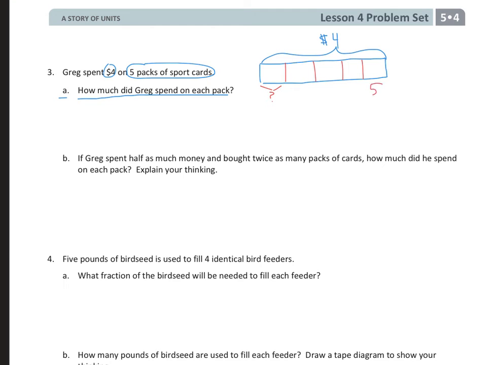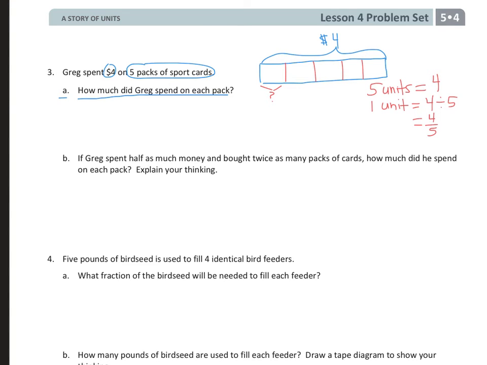Okay, if we have 5 units, that means 5 boxes in the tape diagram. Those 5 boxes are actually going to equal the number on top of the tape diagram, which is going to be 4. Now, if I want to figure out what 1 unit is, I'm going to take the number on top, which is $4, and divide it into 5 boxes. And now we're going to say 4 divided by 5 is the same thing as saying 4/5.